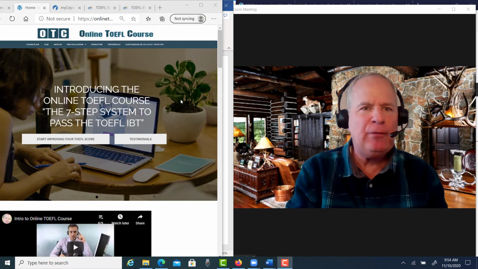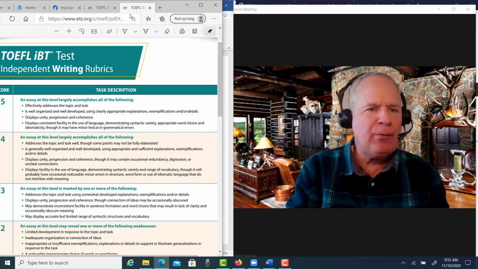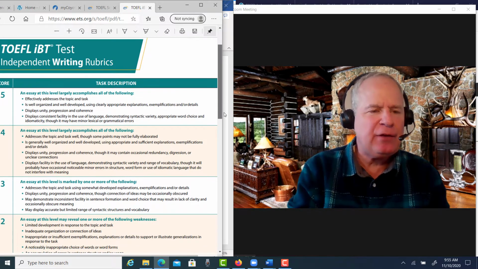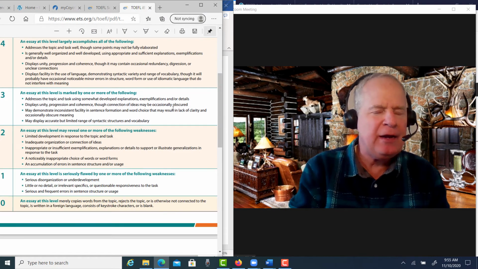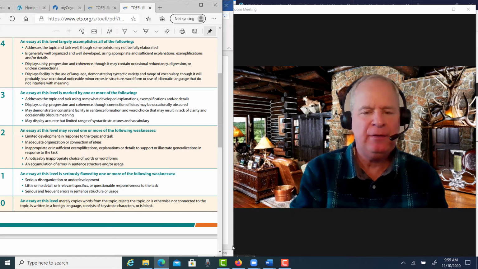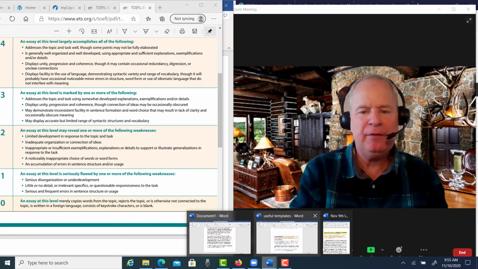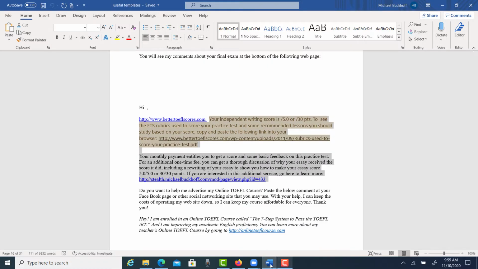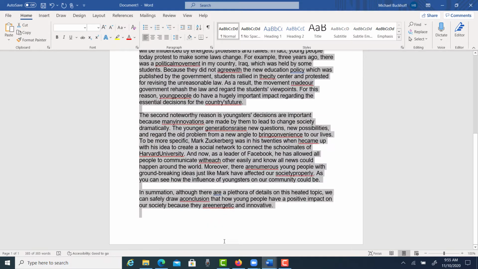Okay, so I think based on the rubrics, you're still stuck. In this case, I'm going to put you in the 3 range, right around 22 points out of 30: inconsistent facility in sentence formation. Right? So what does that mean? Let's take a look at one of your paragraphs. Nobody ever tells you what it means, but I'm going to tell you what it means right now.